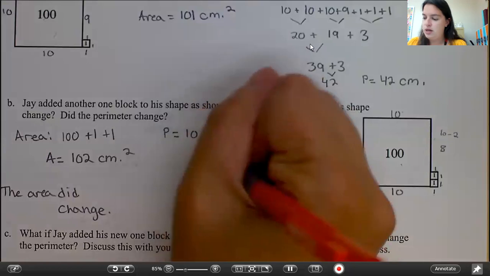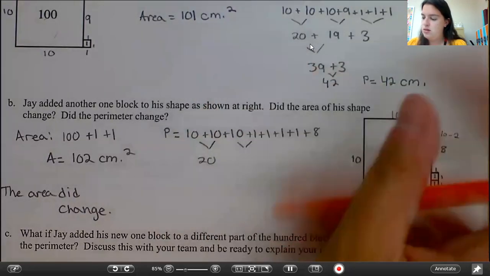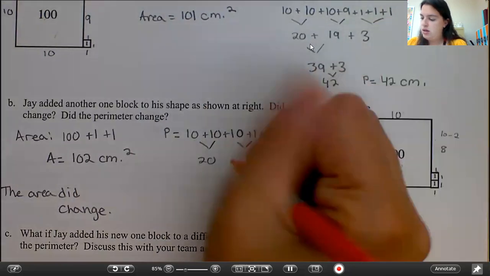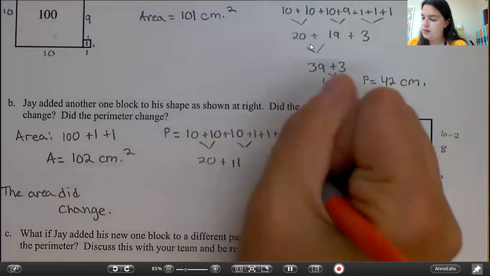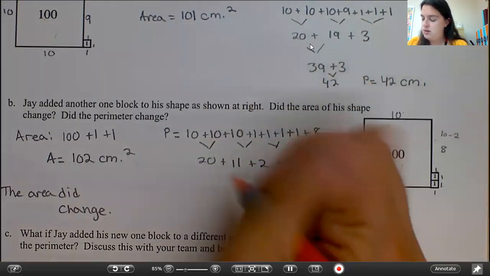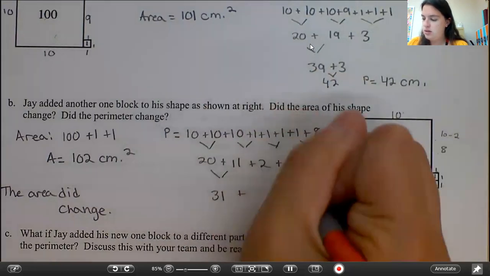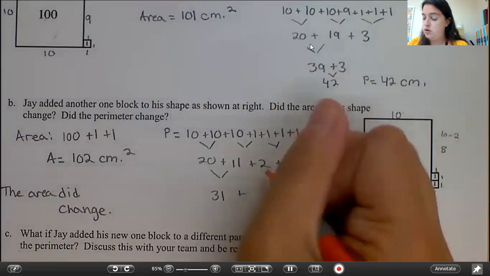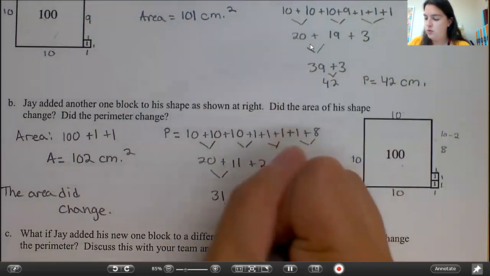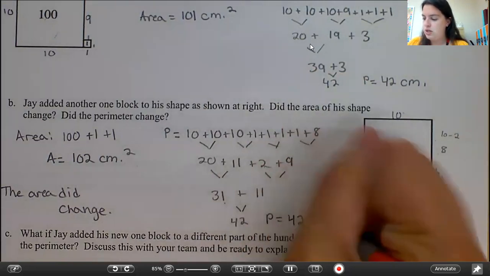10 plus 10 is 20. Plus 11 plus 2 plus 9. So 20 plus 11 is 31 plus 9. 2 plus 9, which is 11. 31 plus 11 is 42. So our perimeter would be 42 centimeters.